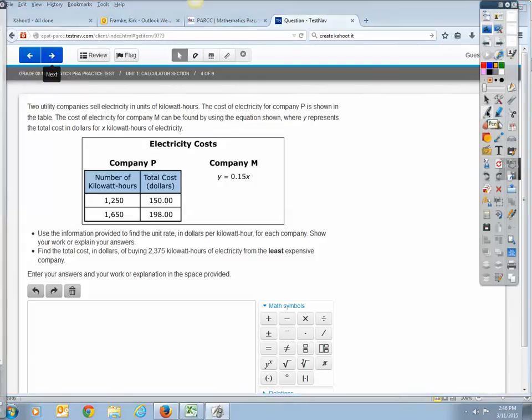Right now, I know company M has a unit rate of 15 cents per kilowatt hour. And that is what the slope is, i.e. the constant of proportionality. Now, company P is a little trickier because they didn't just give us a slope or an equation. We have to go back and find it.